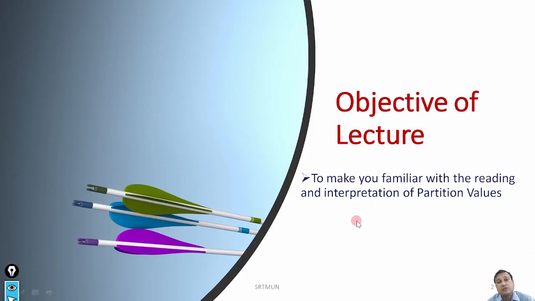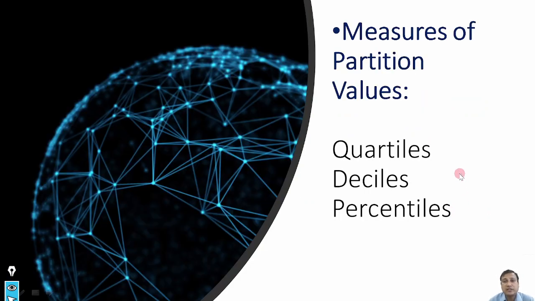Objective of this lecture is to make you familiar with the reading and interpretation of partition values which we compute using MS Excel and SPSS. So here are the different measures of partition value. They are quartiles, deciles and percentiles. Now let me start with the first measure of partition value, that is quartiles.